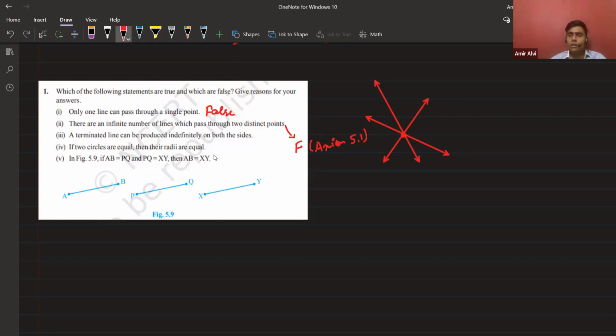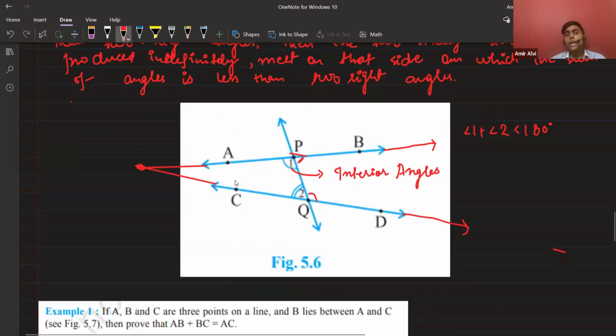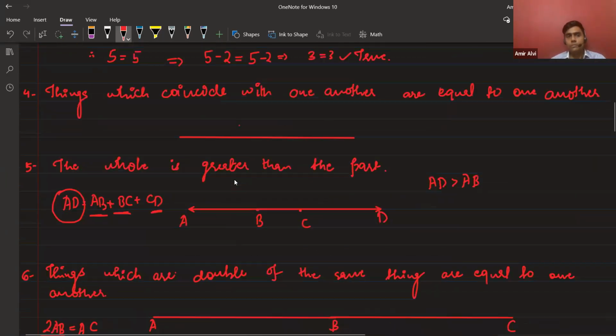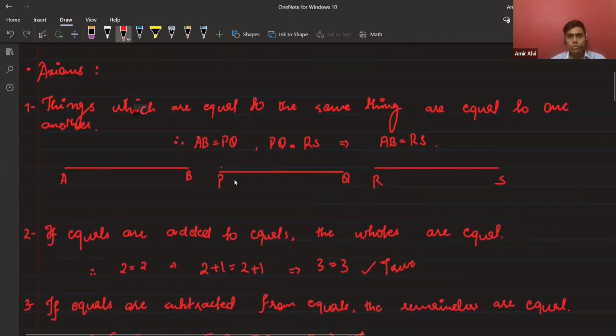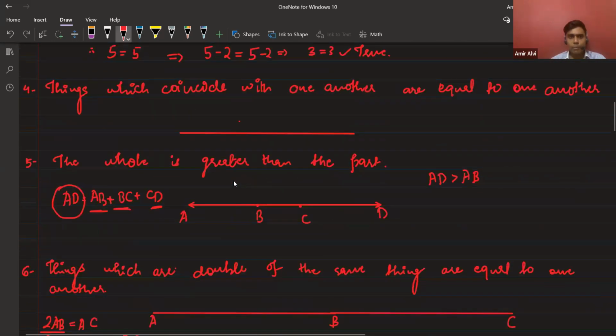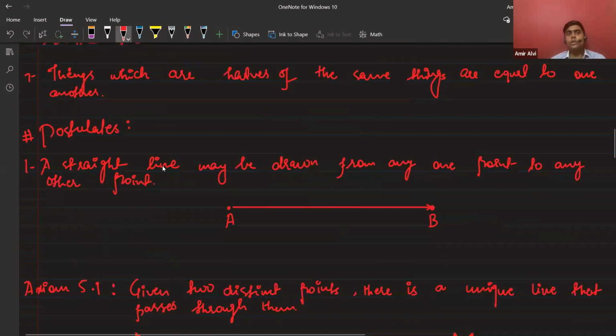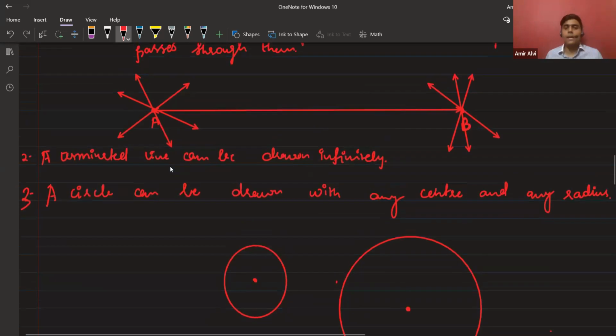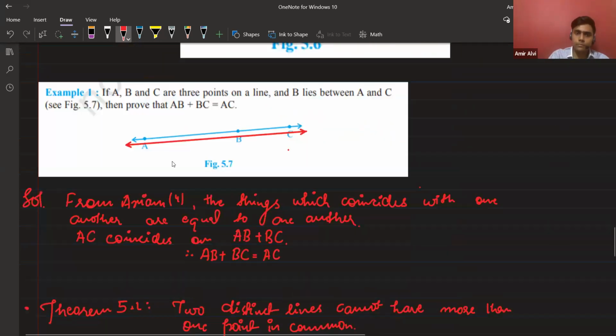I don't know the answer to the third one. Simran, just see axiom 2. I've written it somewhere, I think postulate 2. Postulate 2: a terminated line can be drawn indefinitely. Is this clear, Simran? So this is true.